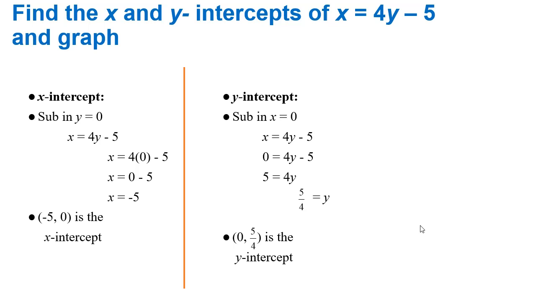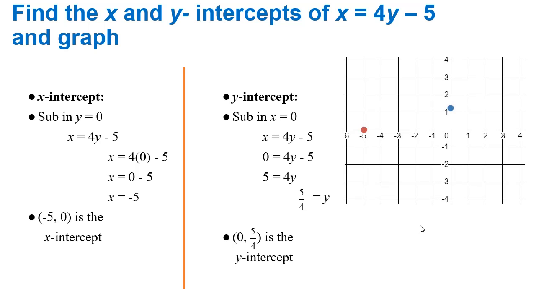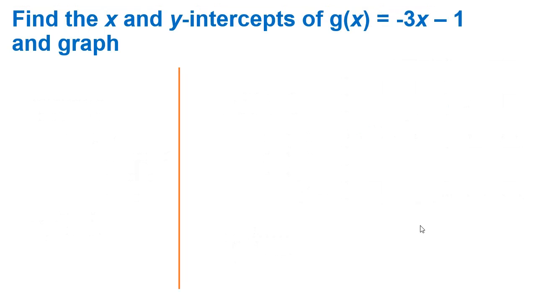And then all I got to do is plot those 2 points, (-5, 0) and (0, 5/4), and then connect them with a line, and I've got a quick sketch of this graph. In this one, I've got g of x is equal to -3x - 1. What I want you to do is go ahead and pause this, and then try to do this on your own, and then start back up again when you're ready.